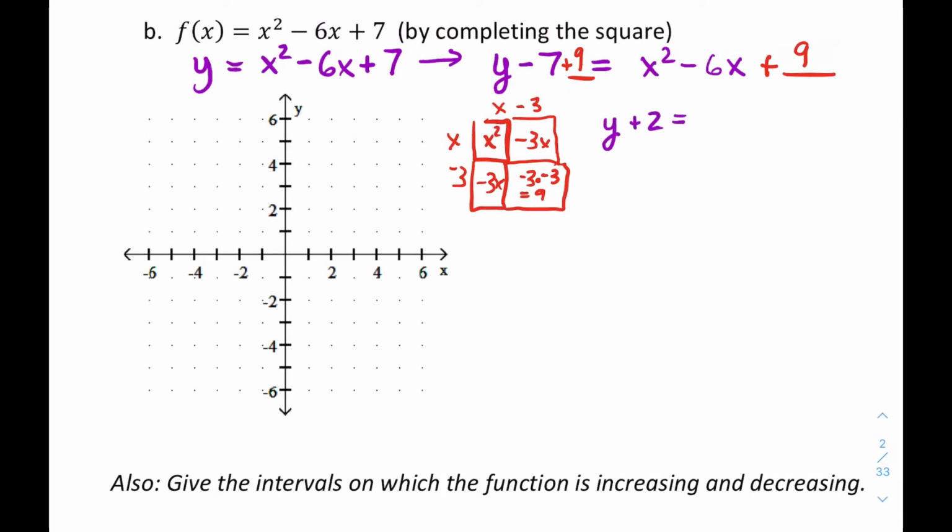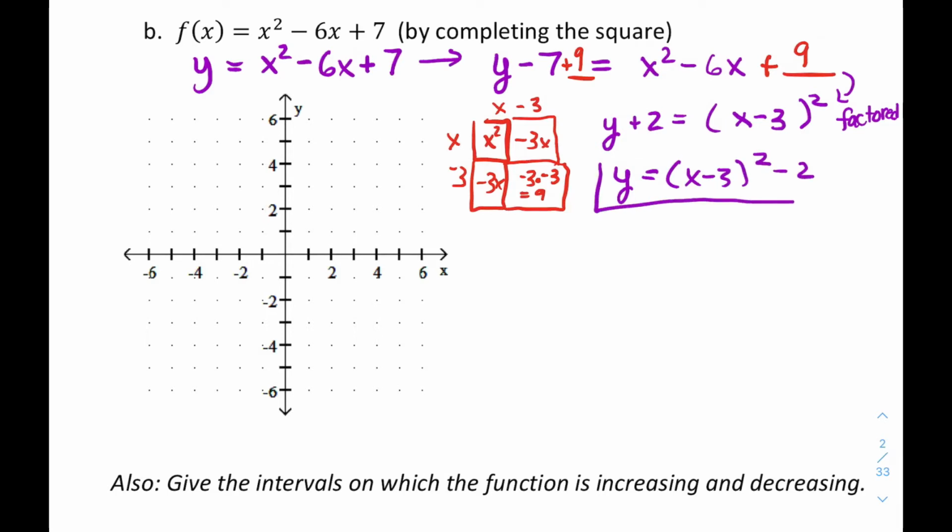That allows me to factor x squared minus 6x plus 9 into a perfect square as (x minus 3) squared. Because if you look at the side lengths of that square, they are length x minus 3. So you could write the area as (x minus 3) times (x minus 3), or (x minus 3) squared. And then, just to put it in vertex form, I'll go ahead and subtract 2 from both sides. It's solved for y.